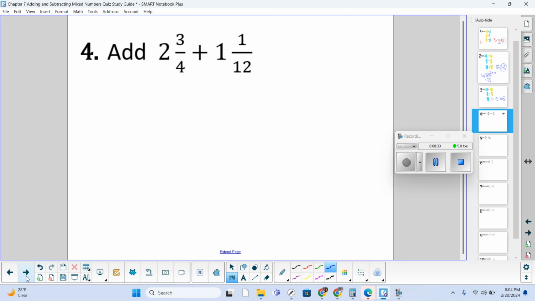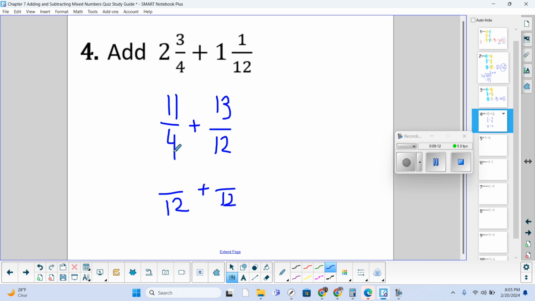Going to number 4, we have 2 3/4 plus 1 1/12. 2 times 4 is 8, plus 3 is 11. This would be 11 over 4, plus 1 times 12 is 12, plus 1 is 13. That would be 13 over 12. Common denominator for 4 and 12, or the least common denominator that they both share, would be 12.